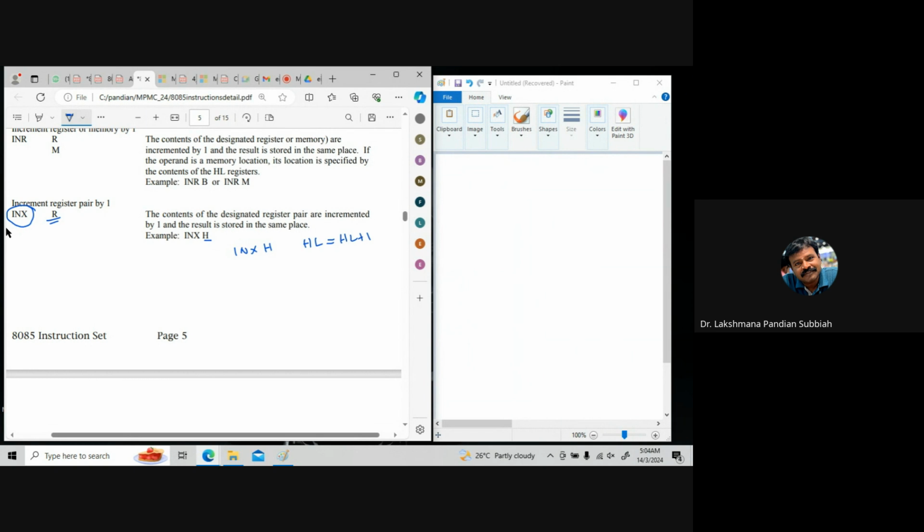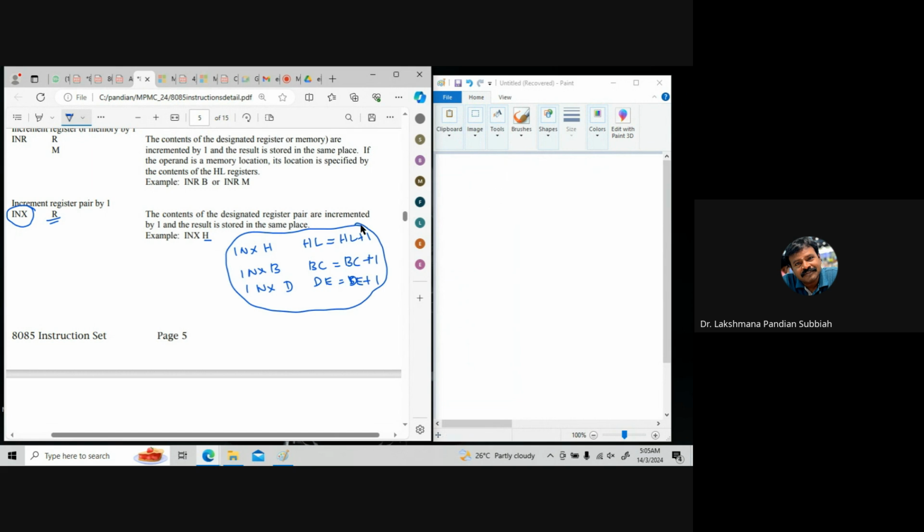Then we have INX B, so we have the BC pair: BC equals BC plus 1. Then we can have INX D: DE pair equals DE plus 1. So those are the instructions you have to consider.